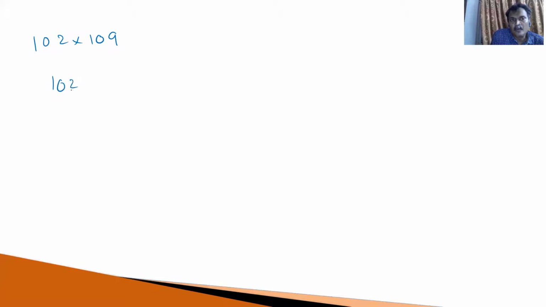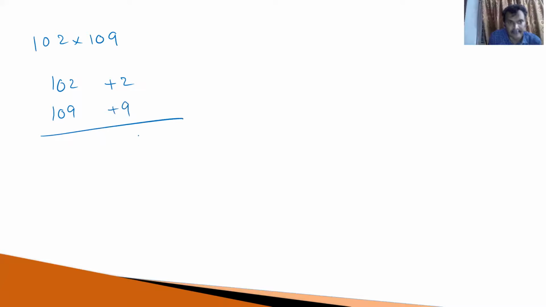102. What is the difference between base and 102? 2. Plus 2. 109. What is the difference? 9. Plus 9. Okay. Now, the answer will be two parts, left hand side and right hand side. What is the left hand side? Just cross sum, either 102 plus 9 or 109 plus 2.